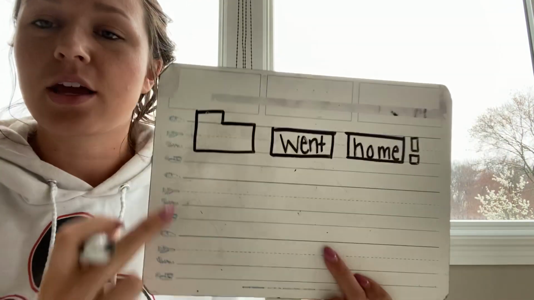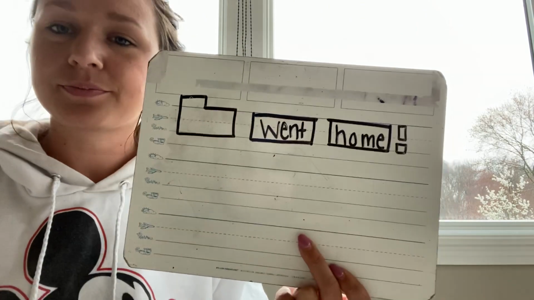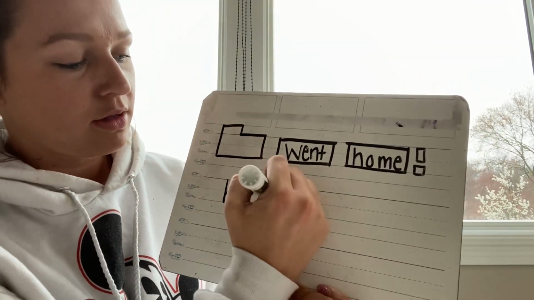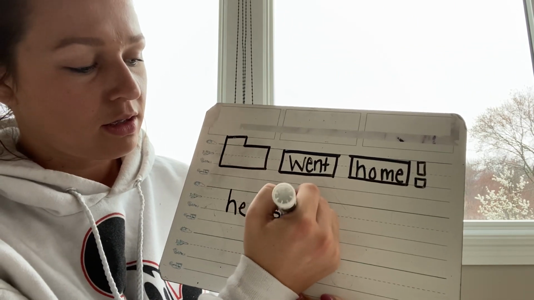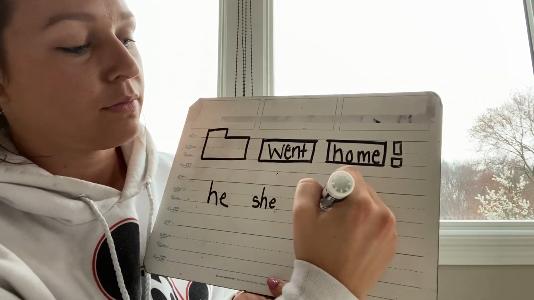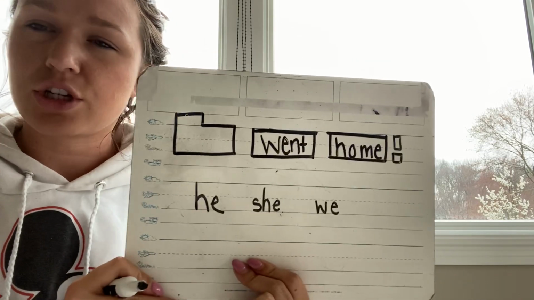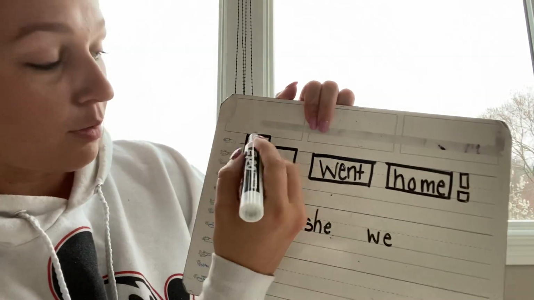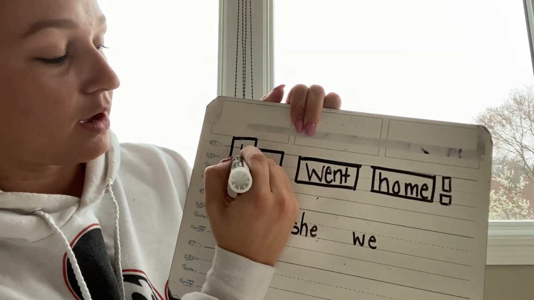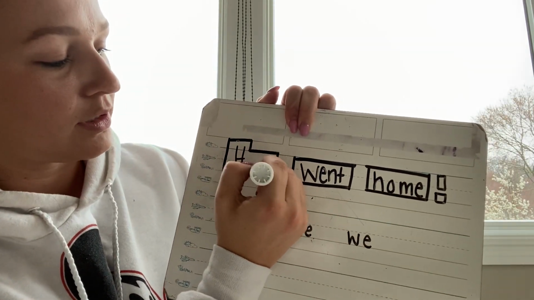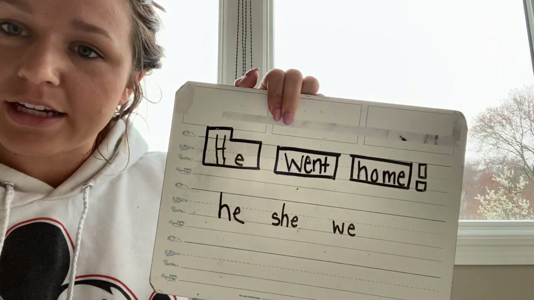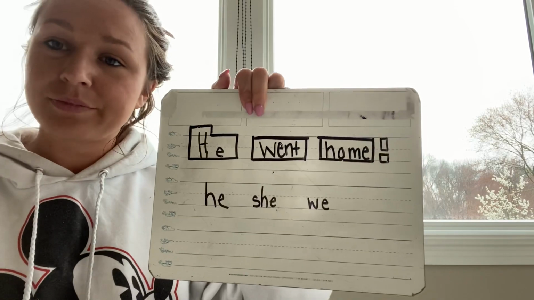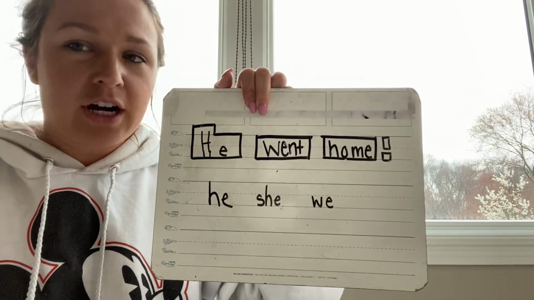Okay, so it says, blank went home. So our trick words that we learned today were he, she, or we. Which trick word do you think we should use? I think we'll start with he. So remember, this has to be an uppercase letter because it's my first letter of the sentence, right? So now it says, he went home.